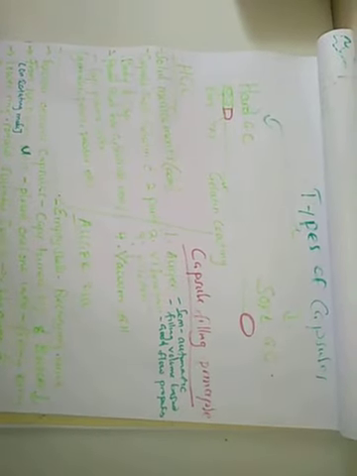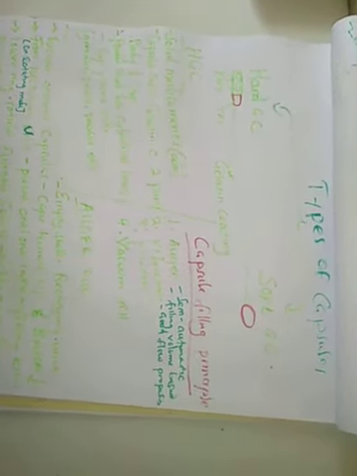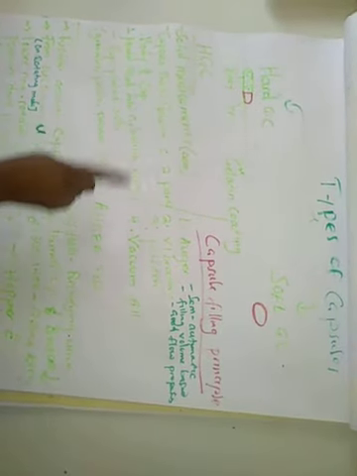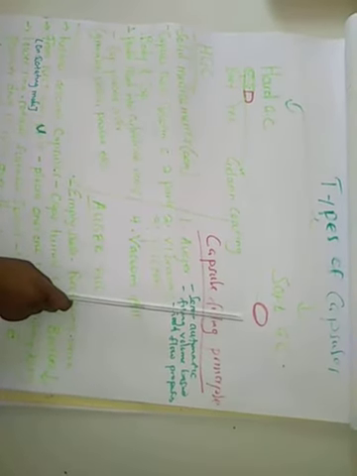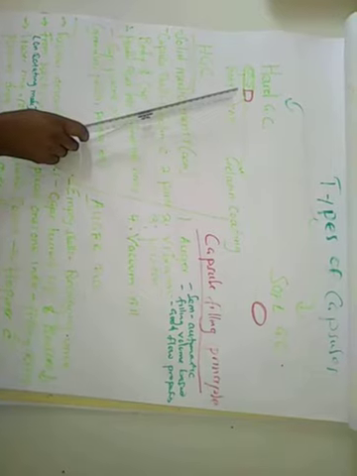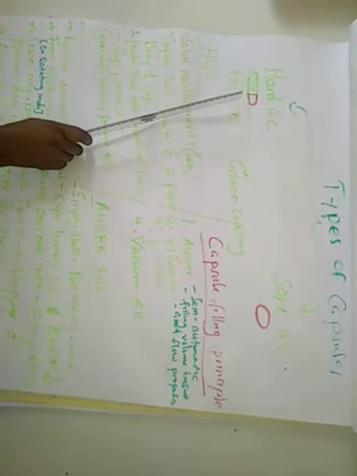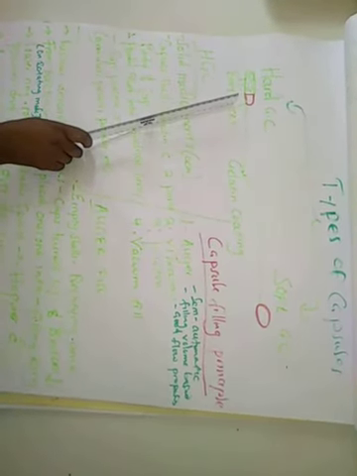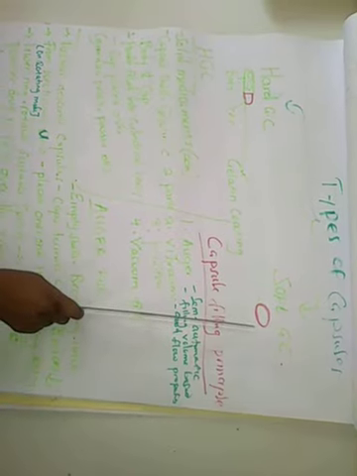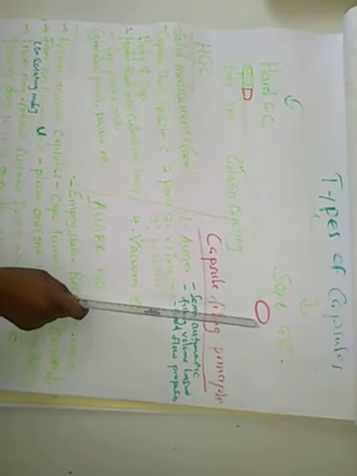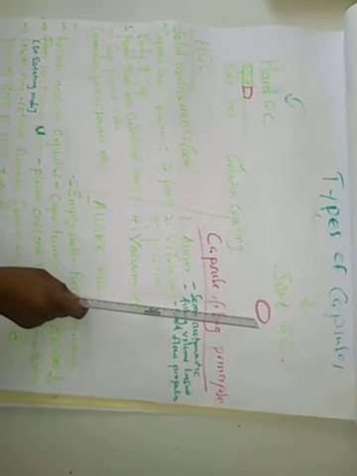So let's look at the types of capsules. There are two types: the hard gelatin capsules and the soft gelatin capsules. The difference is that the hard gelatin capsule contains solid medicaments, while the soft gelatin capsule contains either semi-solid or liquid medicaments or products.